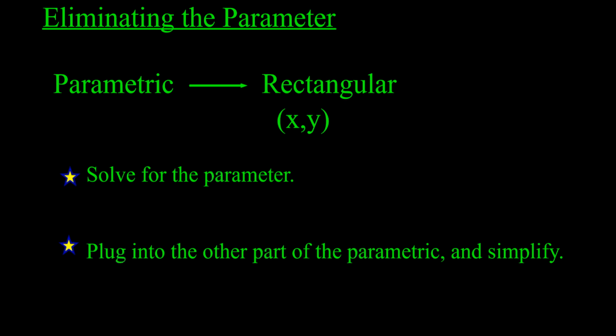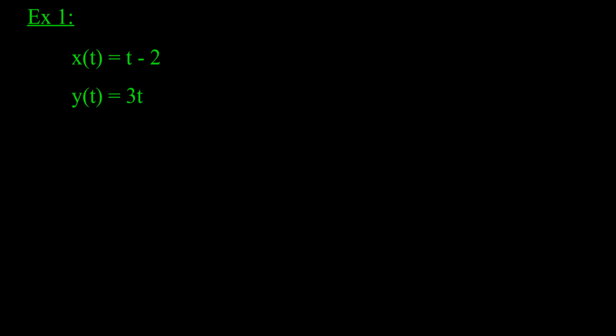First, you solve for the parameter, which is typically t, and then you plug in for t, or whatever the parameter is, into the one that you did not solve. So let's look at a couple examples. We'll start out with a very basic one, and then we'll work our way up to a couple more challenging problems. The first example is x of t equals t minus 2, and y of t equals 3t. And what we want is an equation kind of like y equals 3x plus 17 or something like that. So let's do this.